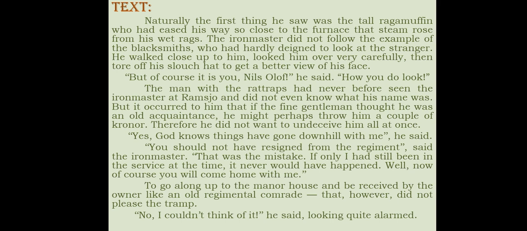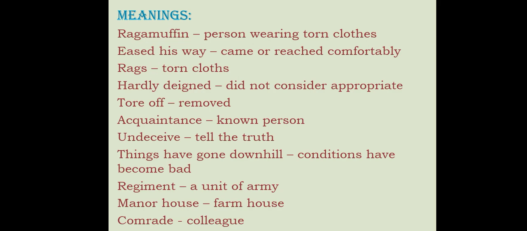The ironmaster said to the tramp that he should not have resigned from the army. That was his mistake. If the ironmaster had been in the army at that time, then that would never have happened. Means the ironmaster would not have allowed him to resign. He further said to the tramp that now he should come to his home. The tramp did not like the idea of going to the farmhouse of the ironmaster. He did not want the ironmaster to treat him as an old colleague of the regiment, so the tramp refused to go with him.